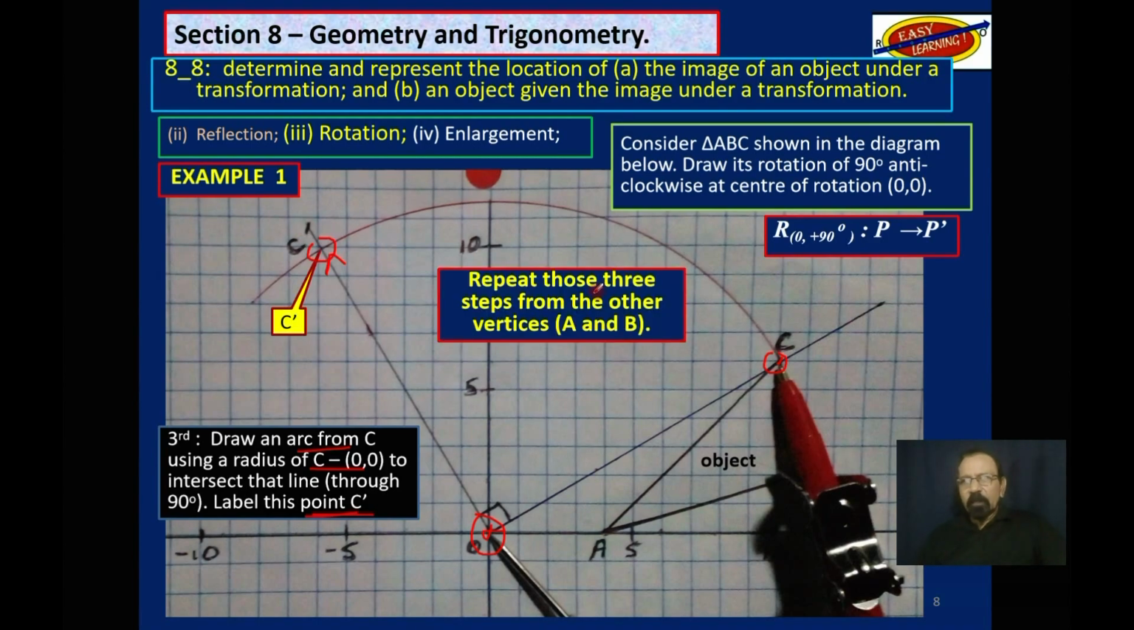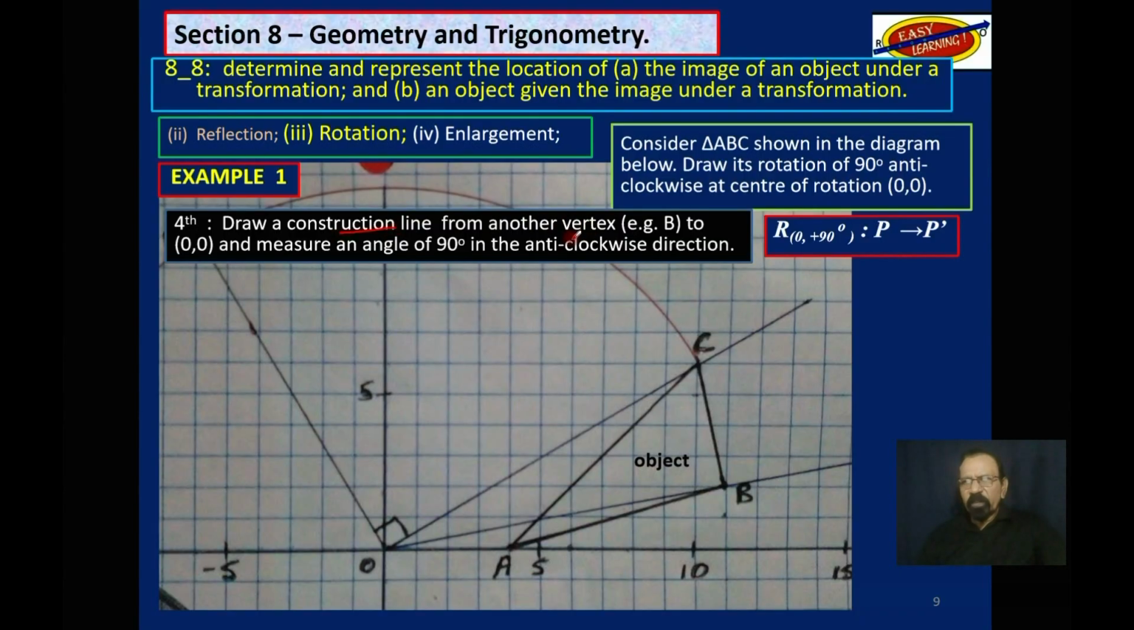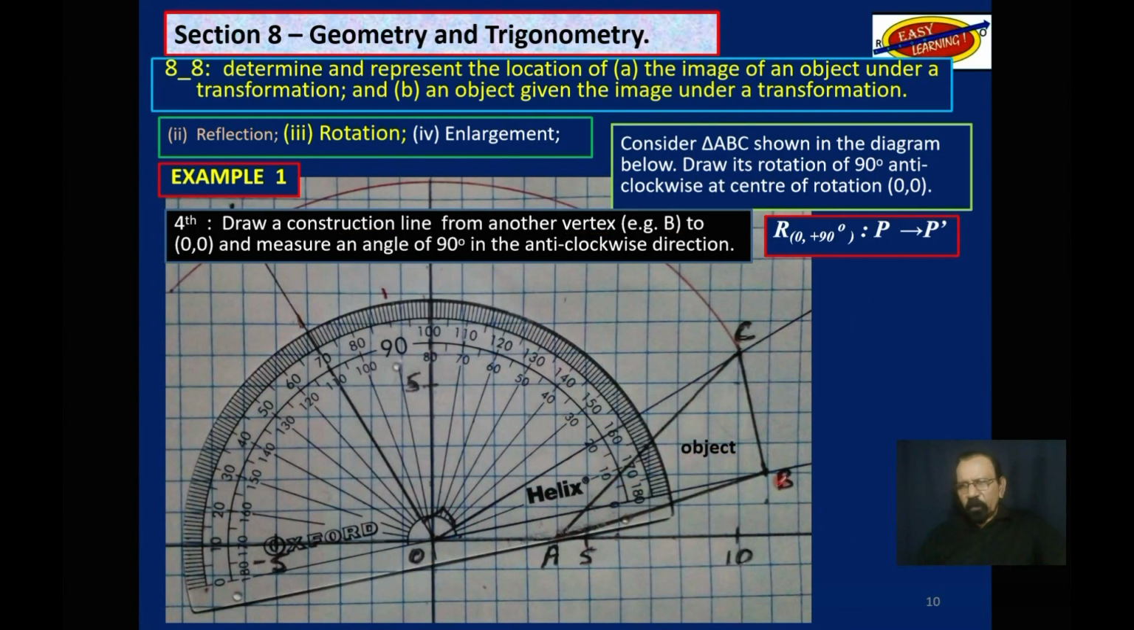Now, once you could do that, we will repeat that with the other points, A and B, for this one. And essentially, that is what we'll do for the other 12. So now, we draw a construction line from another vertex, say B. Remember, we finished that one. To 0, 0. Measure an angle of 90 degrees in the anti-clockwise direction. So we will measure an angle from here to somewhere there. So this is that line. From here, we go that way to 90 degrees.